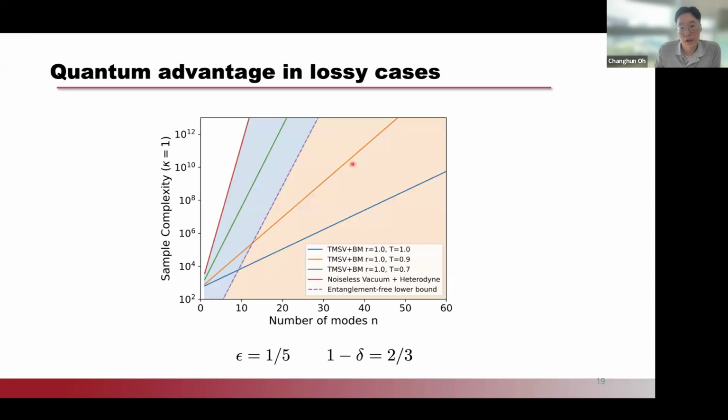And also even in lossy cases, which is more important in practice, we can show that with a moderate squeezing parameter and a moderate loss rate, we can achieve much better sample complexity than the entanglement-free cases. So that means that our scheme can be implemented and demonstrated in practice in the near future.